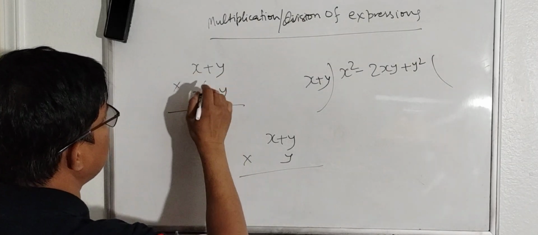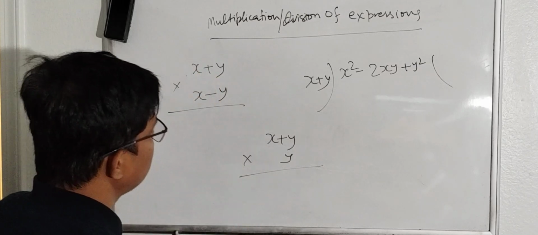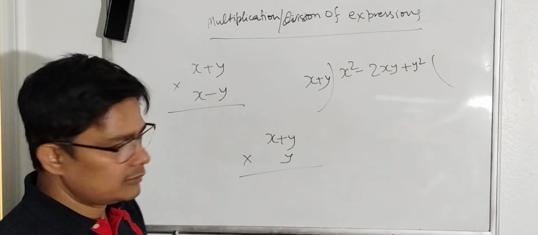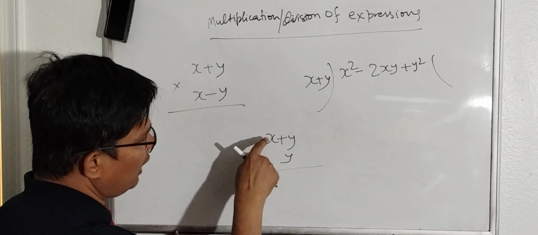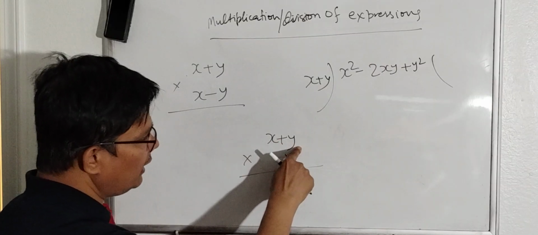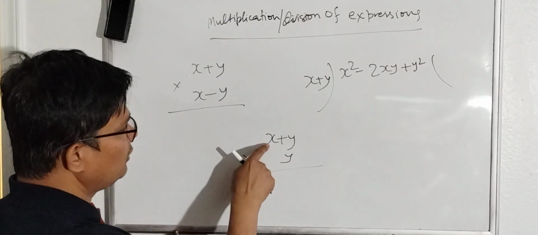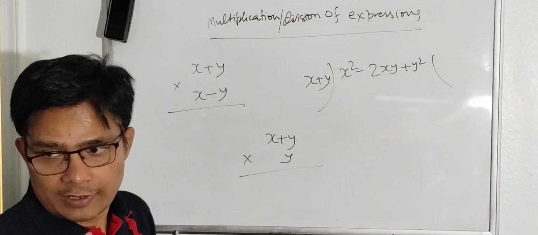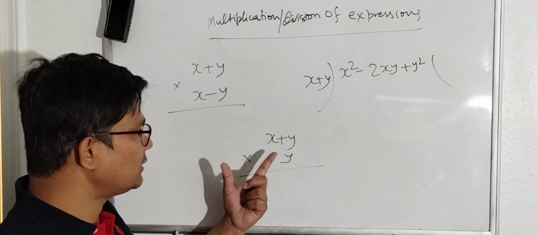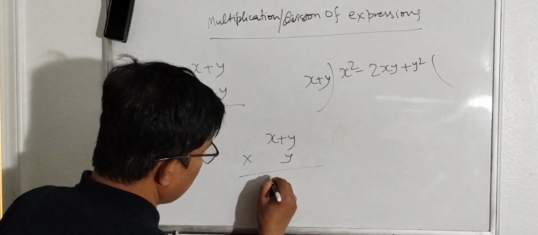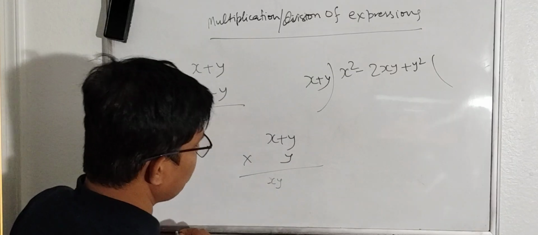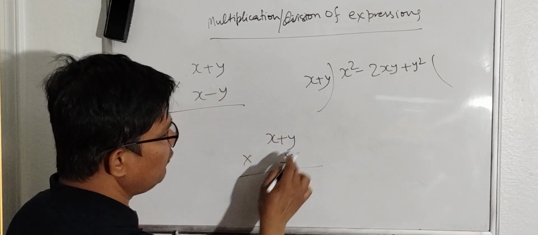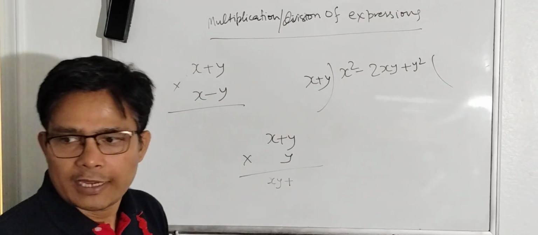Let's say this is an example. Start with the basics. This is the basic one: x plus y, times y. What we are going to do is multiply this x and this y with this y. Now, what is the value of x multiplied by y? It's xy. We don't know the value of x and y, so we'll just write xy. And what is the sign here? Plus sign. And then y times y will be y squared.